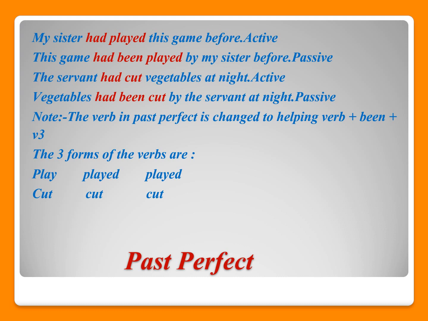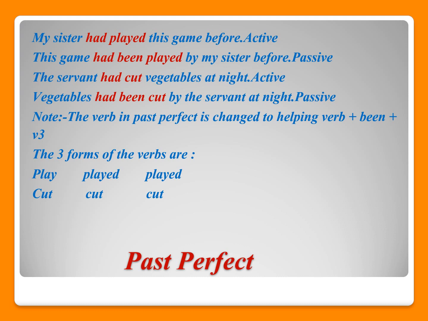The servant had cut vegetables at night. Vegetables had been cut by the servant at night. We need to note the verbs in past perfect is changed to helping verb plus been plus verb 3 form.